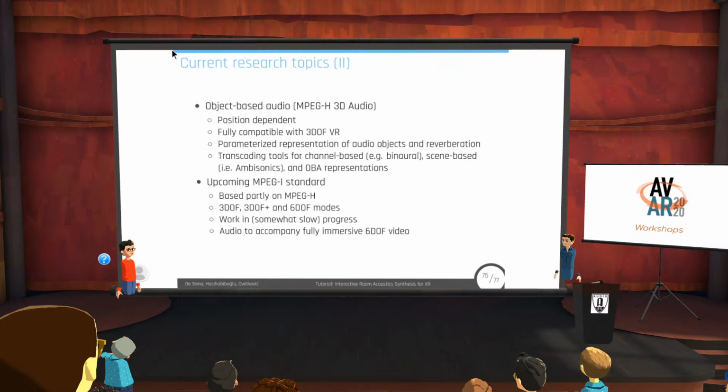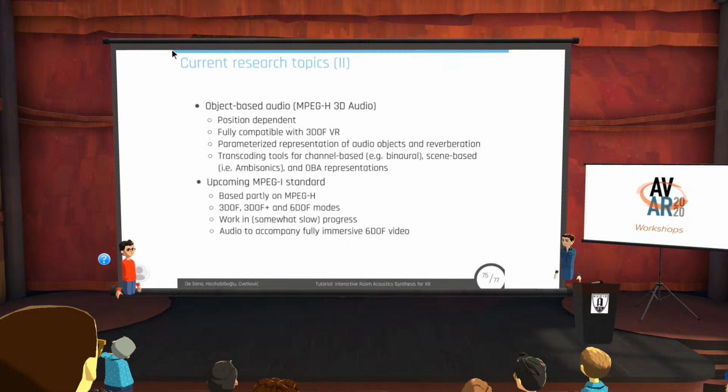That is, you're giving the user of your XR application the possibility to modify whatever content they receive from the network. This is fully compatible with 3 degrees of freedom applications, and it allows parameterized representation of audio objects and reverberation. It also provides transcoding tools for channel-based, such as binaural audio, and scene-based, such as ambisonics, and OBA representations. That is not very popular right now because not many people know about it, but I think they should. So that is one thing that I would like to talk about.